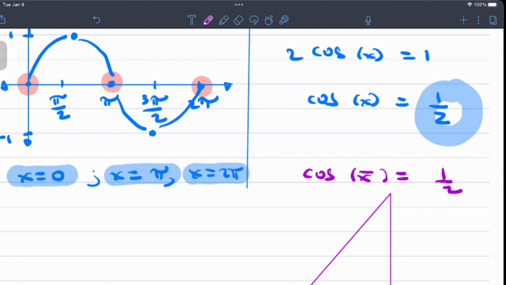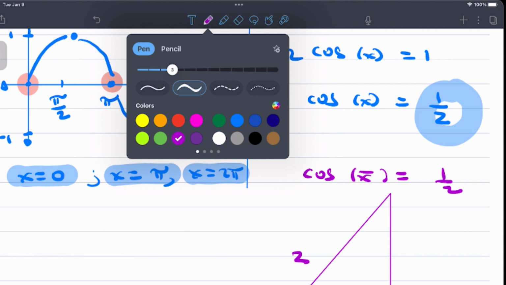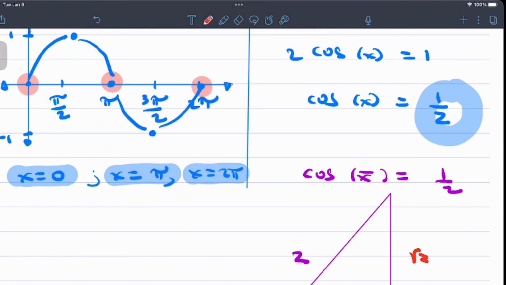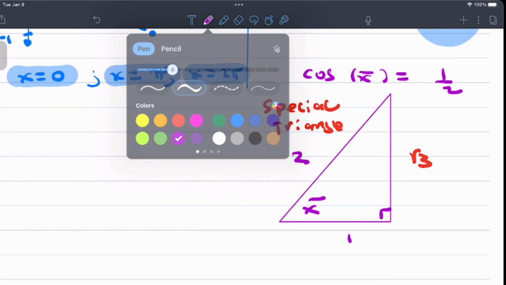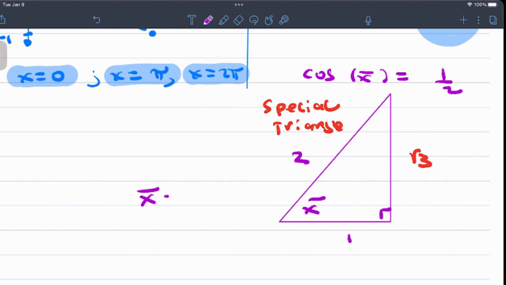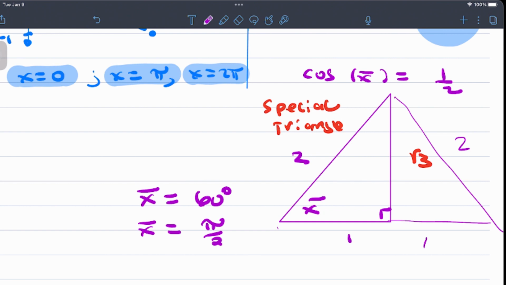What's the definition of cosine? Adjacent over hypotenuse. What does that force my third side to be? Isn't that the square root of 3 then? What special triangle is this? What's the angle here? Isn't that 1? This is 2? Is this 60 degrees? I believe so. Isn't that pi over 3?